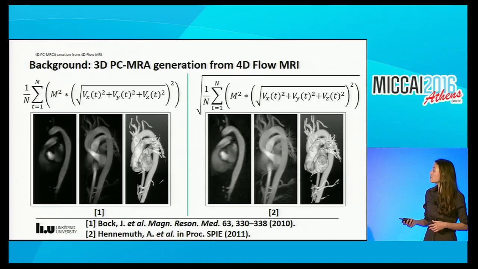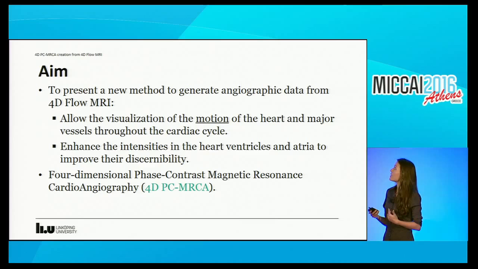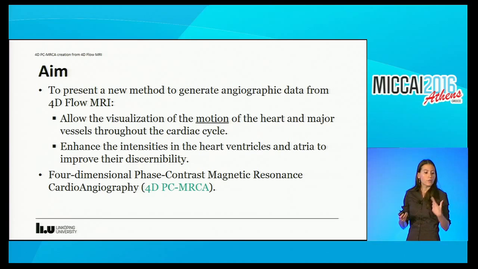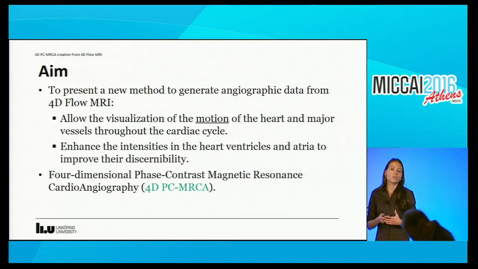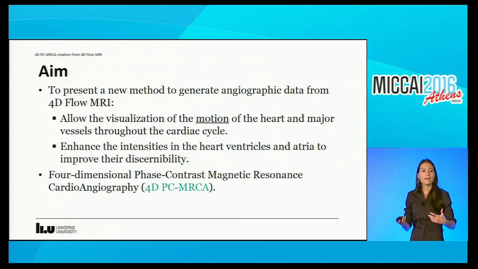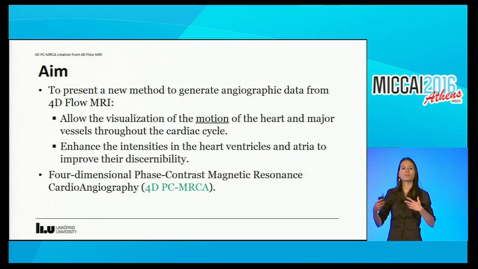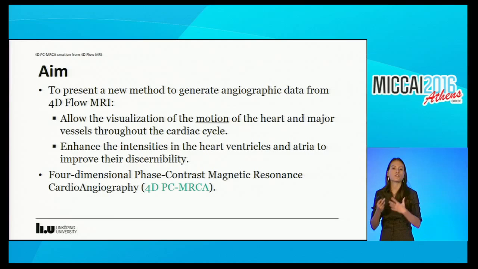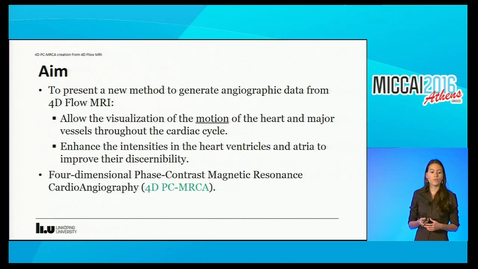So how do we want to improve this? The method that we are presenting here, we want to generate angiographic data from 4D-flow MRI with two main objectives. The first is to allow visualization of the motion of the heart and major vessels throughout the cardiac cycle. So we want to use the full information contained in the 4D-flow MRI. And we want to enhance the intensities in the heart, ventricles, and atria to improve their discernibility. So we want to be able to see intensities also in areas where flow is not as strong, such as the heart apex or the atria of the heart. And then we have created a four-dimensional phase contrast magnetic resonance cardioangiography, or 4D-PC-MRCA.